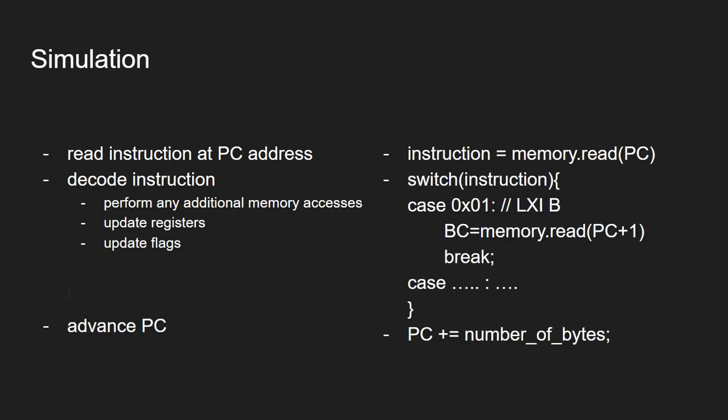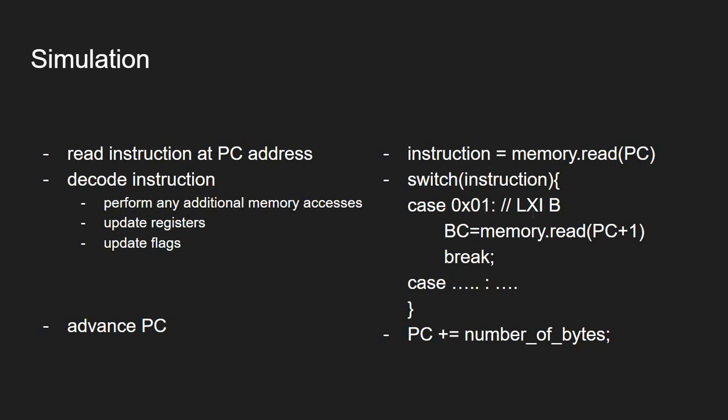So if we were to implement this algorithm in a programming language, something like Java, for example, we will have something like this. We start by reading from memory at the program counter address. This would return the instruction. Actually, it's the first byte of the instruction. We'll have a switch based on this opcode. And for example, we have case 1, so 0x01 is the hexadecimal representation, which in this case is 1.